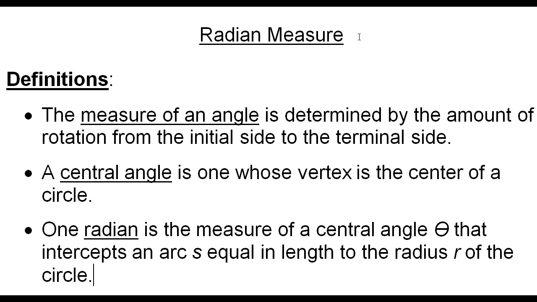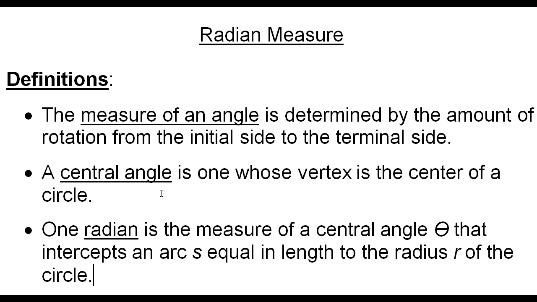There is another way that we measure angles other than just degrees. We can measure angles in what are called radians. So the measure of an angle is determined by the amount of rotation from the initial side to the terminal side. And as long as the vertex of the angle is at the origin, it is called a central angle because its vertex is the center of the circle.